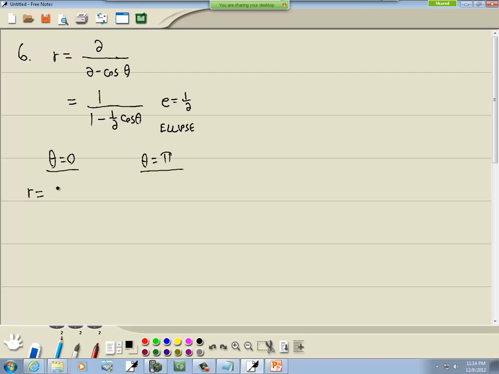So we got r is equal to 2 over 2 minus cosine 0 degrees. Cosine of 0 is 1. So 2 minus 1 is 1, so we got r is equal to 2. And for this one, we got 2 over 2 minus cosine pi. Cosine pi is negative 1, so a negative negative gives us a positive 1. 2 plus 1 is 3, so we get r is equal to 2/3.